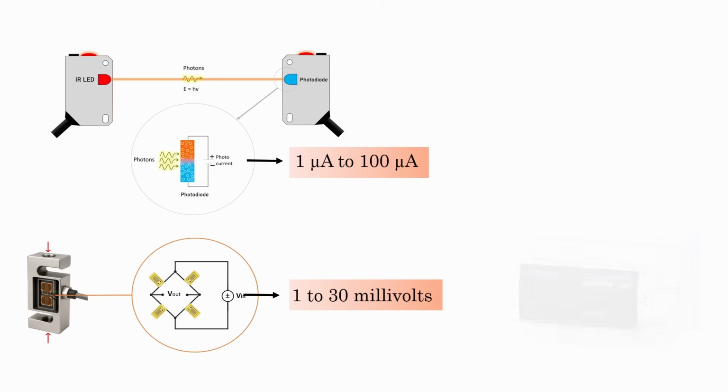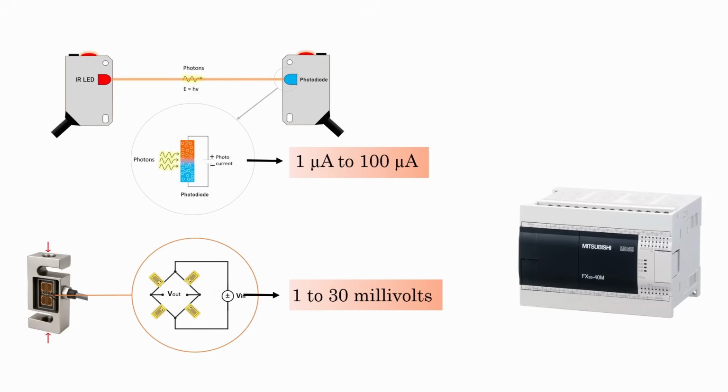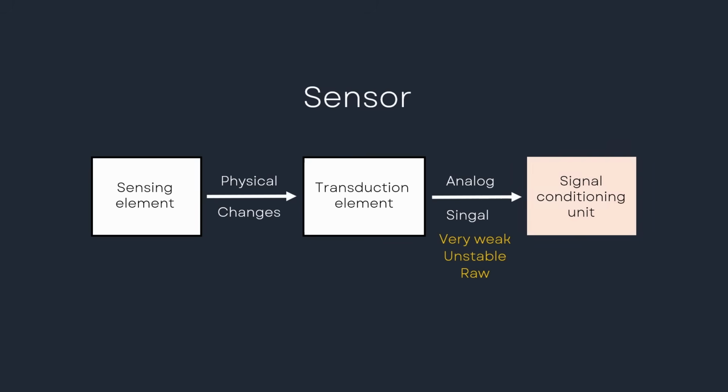But a typical control system like a PLC expects a stable signal in a standard range: for analog, 0 to 10 volts or 4 to 20 milliamperes, and for digital signals, 0 and 24 volts. So to make these weak signals usable, we use a signal conditioning unit, the third major element of any sensor.